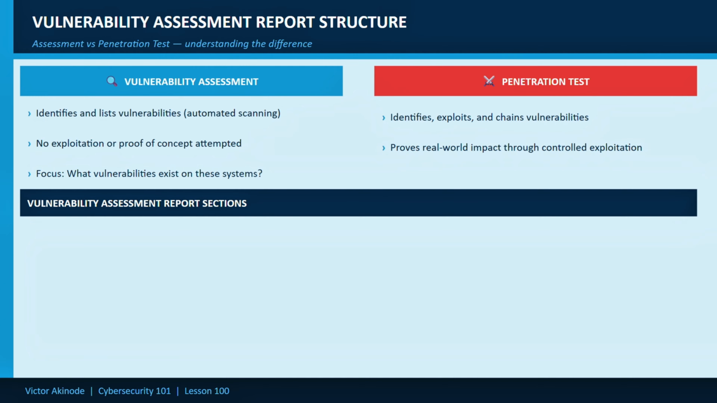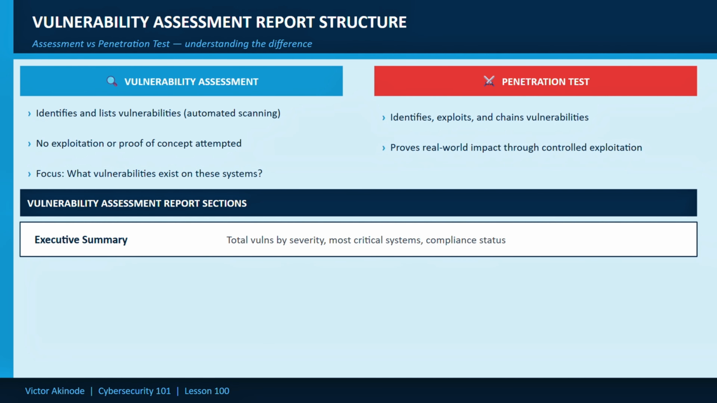Now let's consider the four sections of vulnerability assessment reports. The first one is executive summary, and this shows total vulnerabilities found by severity. It identifies the most critical systems and services and documents compliance status if applicable.